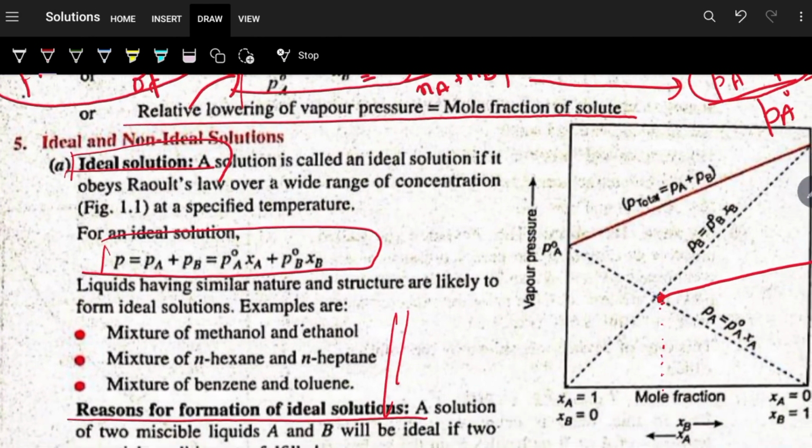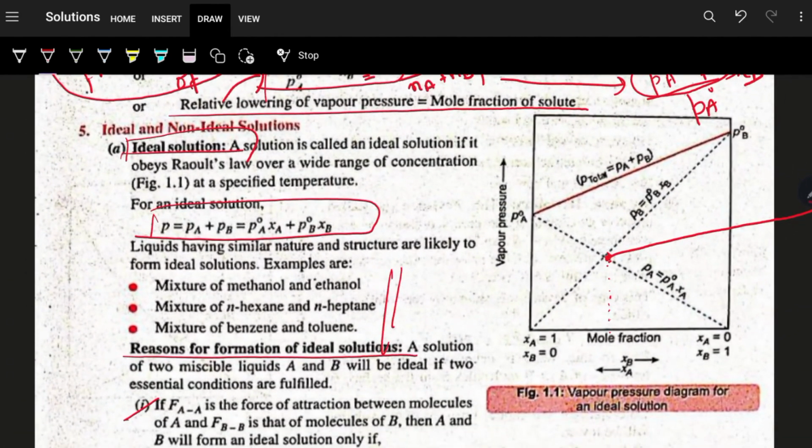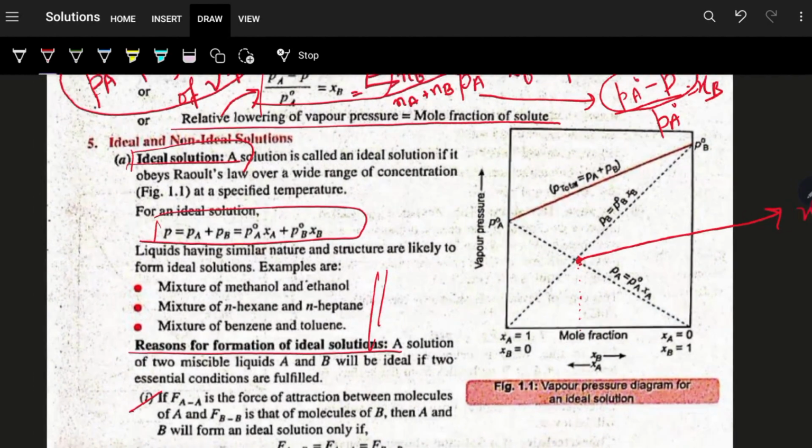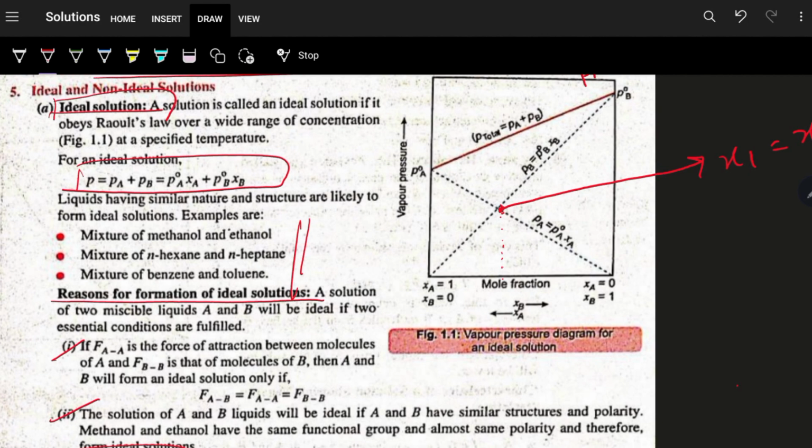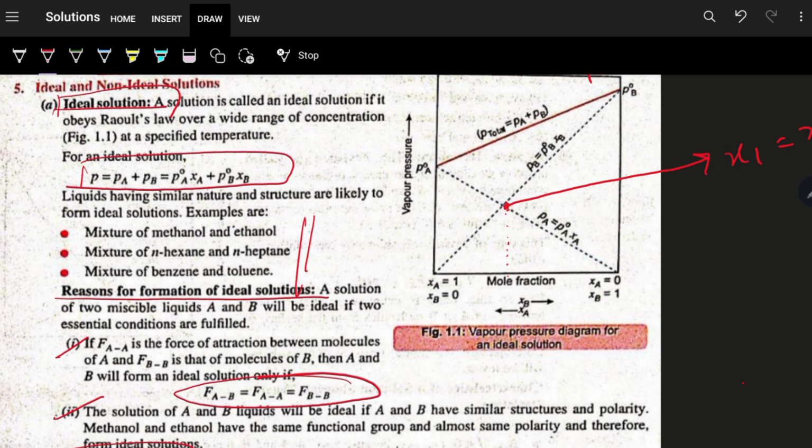Next, ideal and non-ideal solution. I was telling what is an ideal solution? What happens if a solution is ideal? Let us understand. If a solution is ideal, first and foremost thing is this. The forces of interaction that exist between AB, solute to solvent, is equivalent to the forces of interaction that exist between the solvent particles AA and solute particles BB. And this is the core reason for which a solution behaves as ideal.